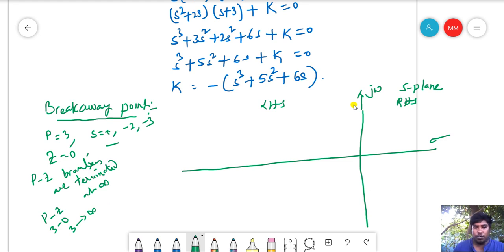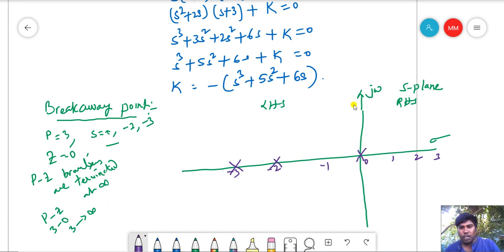Now we will see the location of poles and zeros in the S-plane. This is the origin, then -1, -2, -3 and so on, and here 1, 2, 3 and so on. Now we will locate the poles and zeros. There are no zeros, only poles are present: 0, -2 and -3.